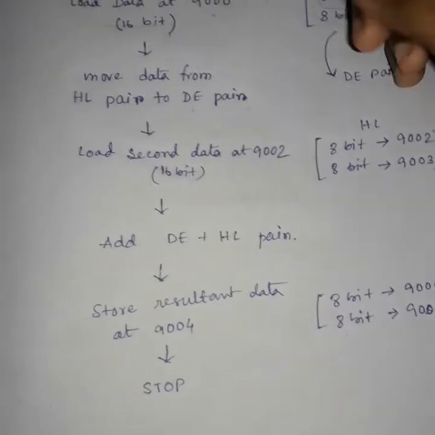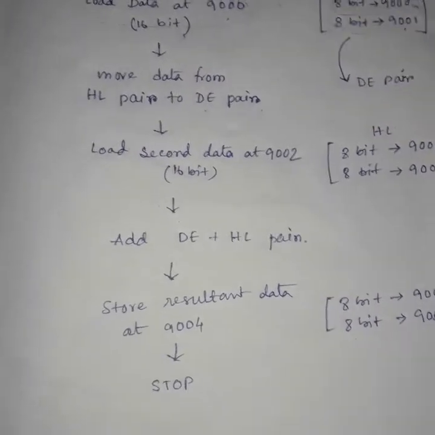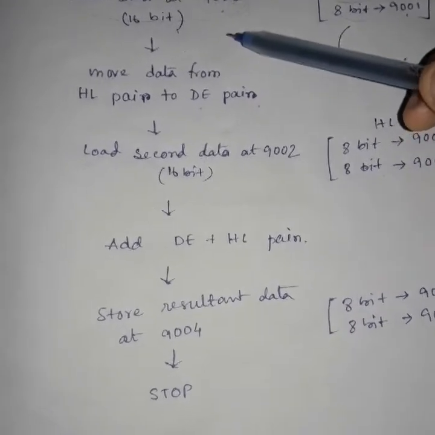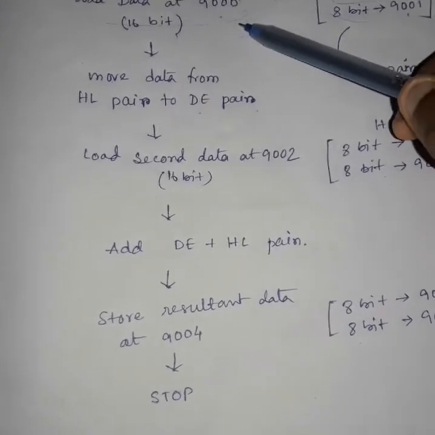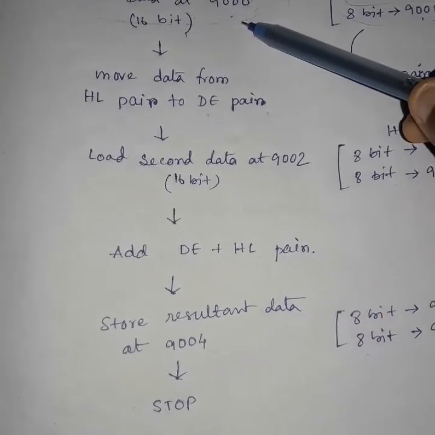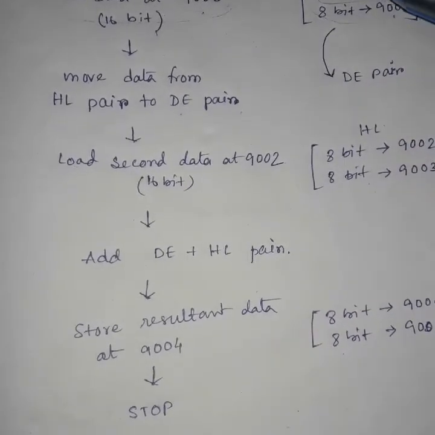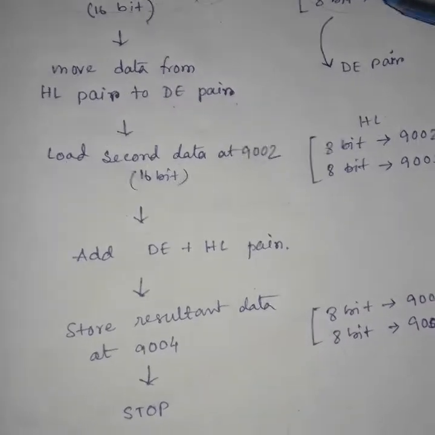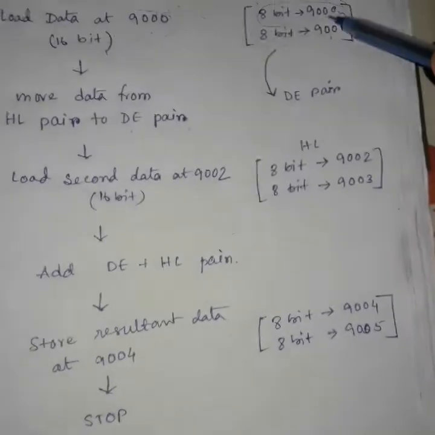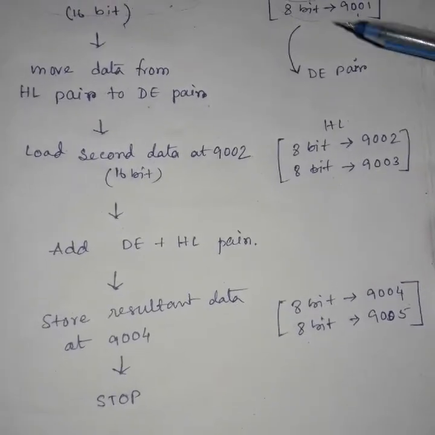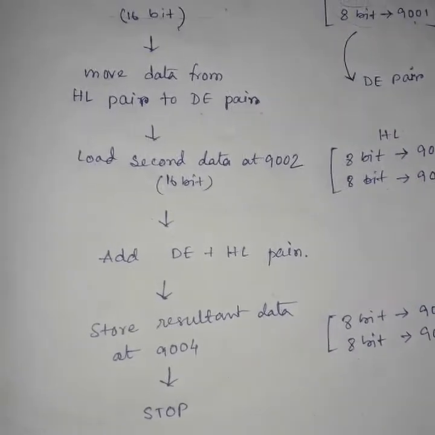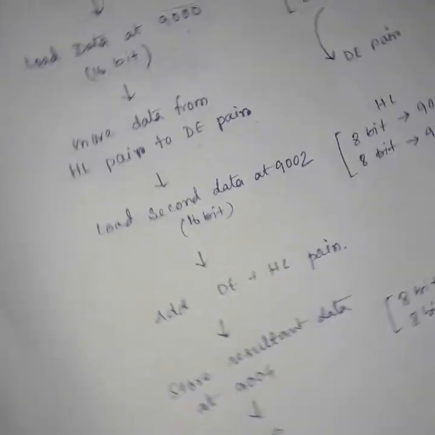So first we are going to start. Then load a 16-bit number at 9000 address. When we load a 16-bit number in 9000 address location, it will be divided into two portions. First, say 8 bits are going to be stored in 9000, and the rest of the 8 bits are going to be stored in 9001. Then it is especially for 16-bit.